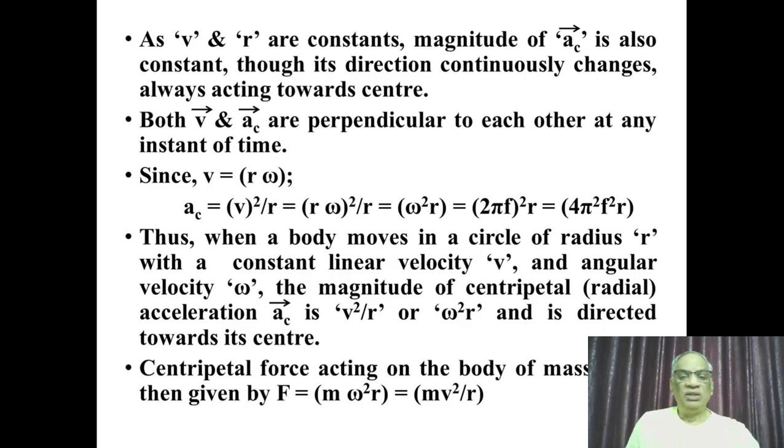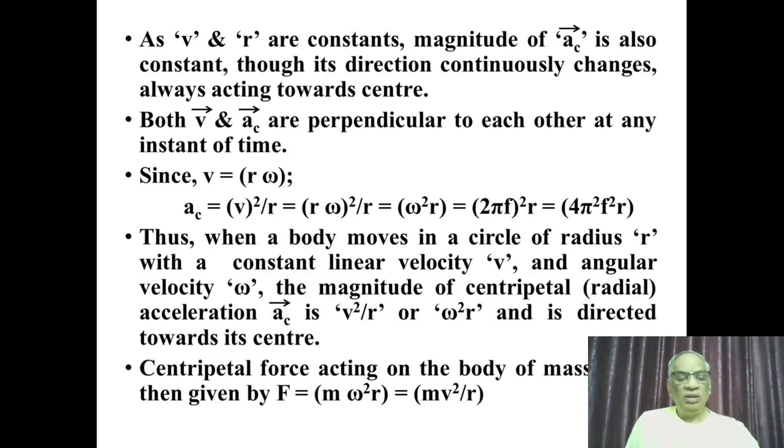The magnitude of AC is also constant, but it changes its direction continuously, always acting towards the center. The direction changes because V bar is tangential to the circular path and AC bar is perpendicular to the tangent. So both V bar and AC bar are perpendicular to each other at any instant of time. Since V is equal to R omega, as we already said, AC is equal to V square by R, omega square R, 2 pi frequency square R, 4 pi square by T square R.